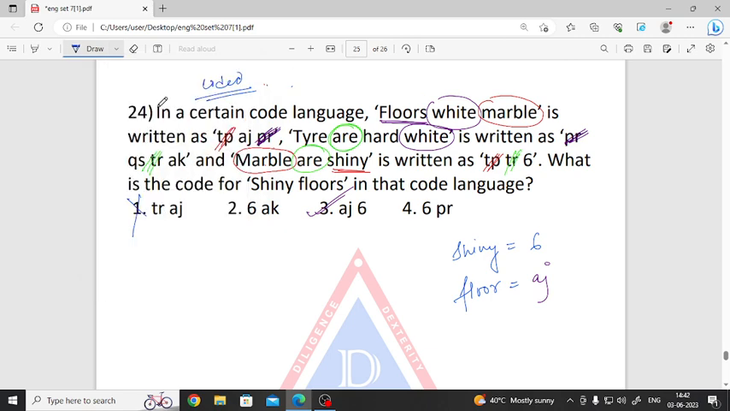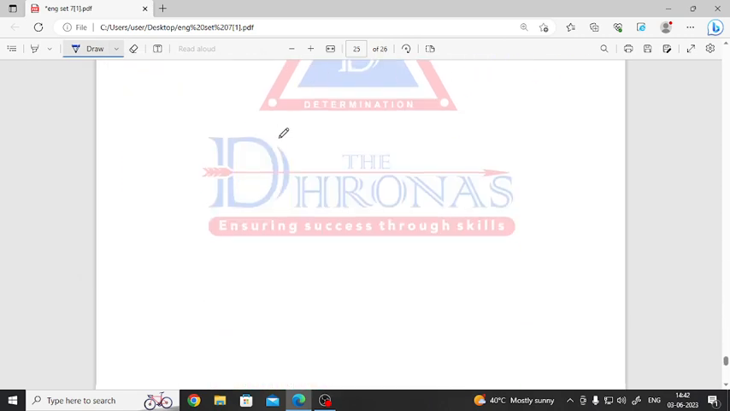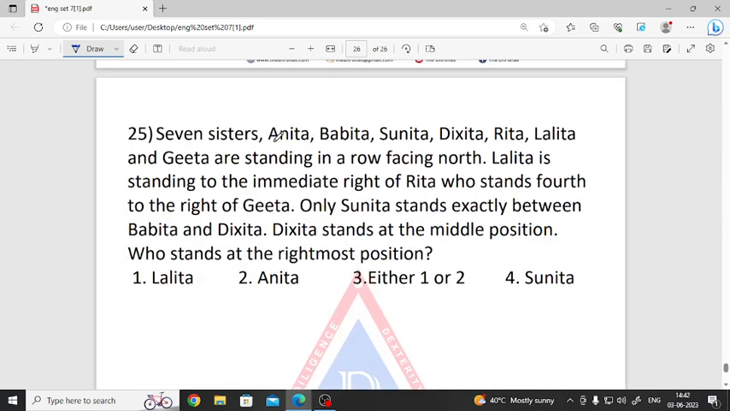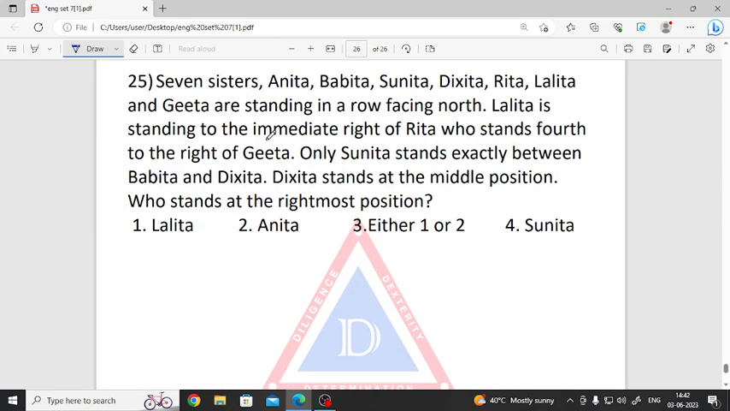Okay, let's move on to the last question for today's session. So the last question is sitting arrangements. There are 7 sisters, namely A, B, S, D, Rita, Lalita and Geeta. So we can just write A, B, S, D, R, L and G, standing in a row facing north. Okay, let's begin.